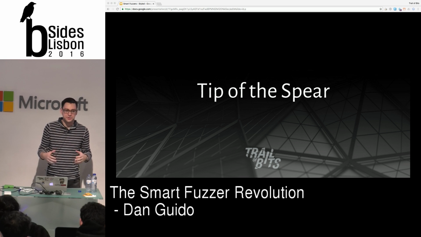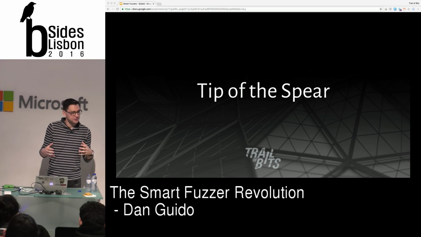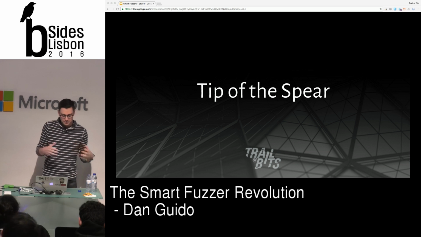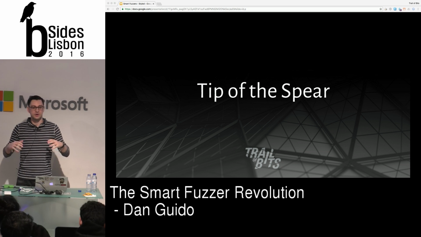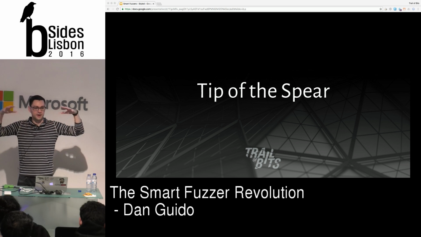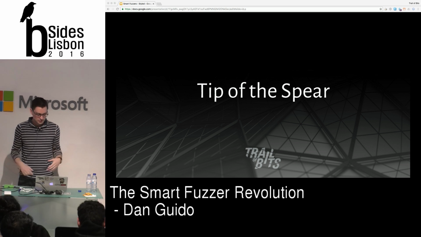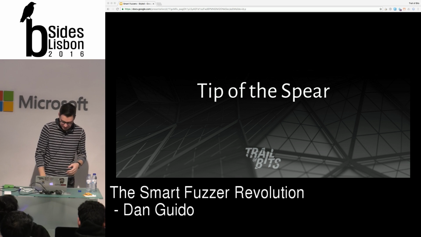Note here on some terminology. At this point in the presentation, I start to flip a little bit from smart fuzzing to automated bug finding systems. I just consider automated bug finding to be a superset a little bit of smart fuzzing. So if that trips you up, that's what it means.